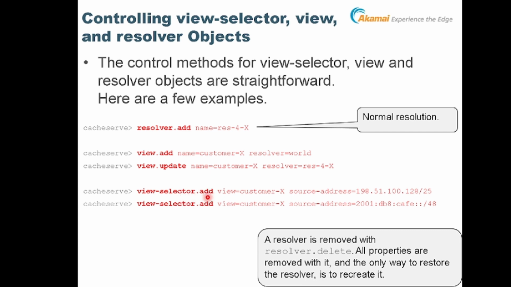Now I could add a view selector that points to this customer X view. Here I'm adding an IPv4 block, a /25, and now if I want to add more, say I want an IPv6 address, I have to add a second view selector. So I can't modify the view selector to make a list of addresses. Instead, there's just a separate view selector.